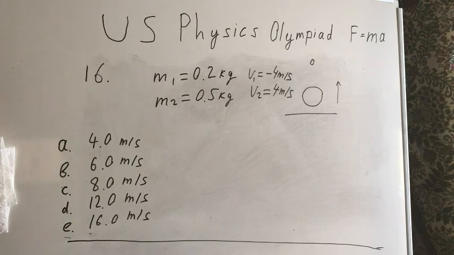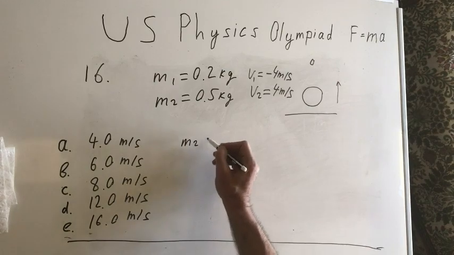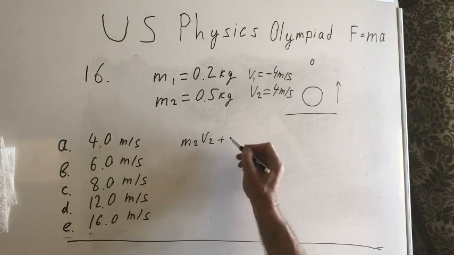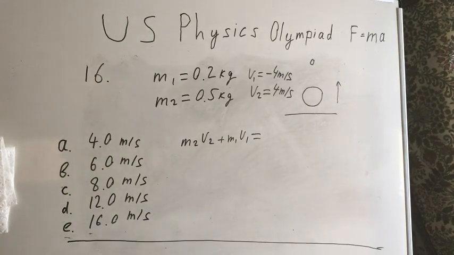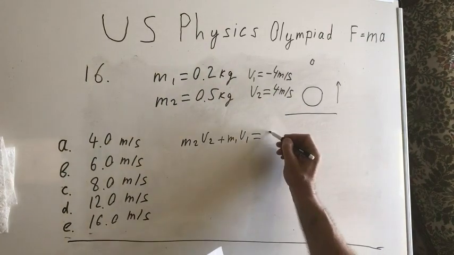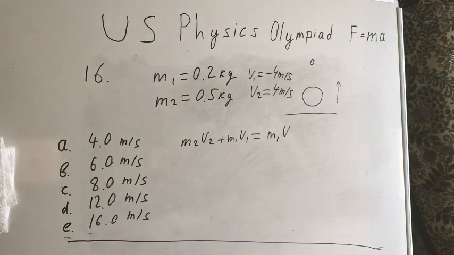Before collision we had momentum for basketball m2 v2 and momentum for baseball m1 v1, and after collision baseball is stopped, so its momentum is 0, and momentum for basketball is m2 v. So from this equation we can find what is the speed of basketball right after collision.